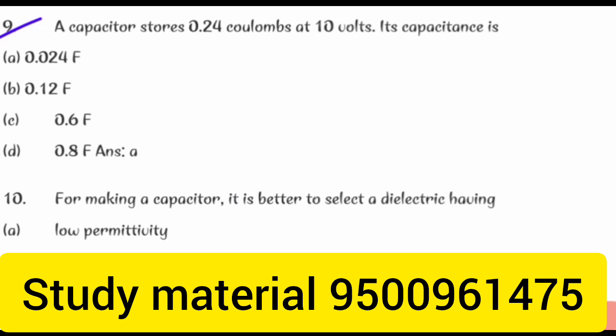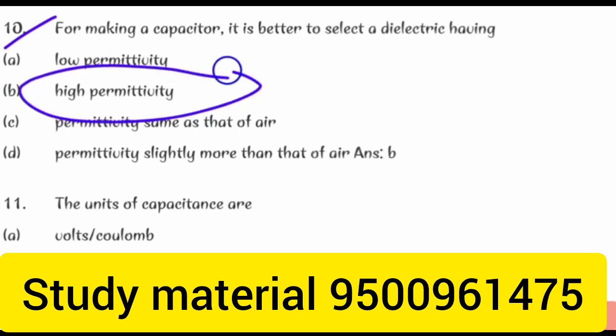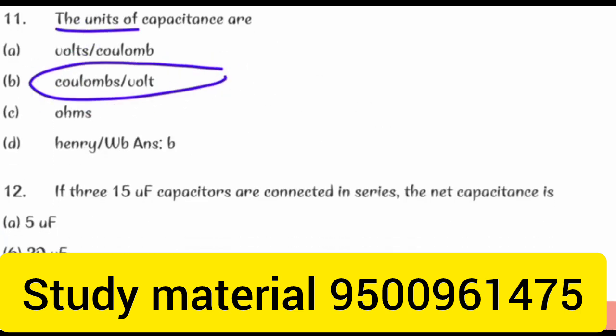A capacitor stores 0.24 coulombs at 10 volts. Its capacitance is 0.024 F. For making a capacitor, it is better to select a dielectric having high permittivity. The units of capacitance are coulombs per volt.